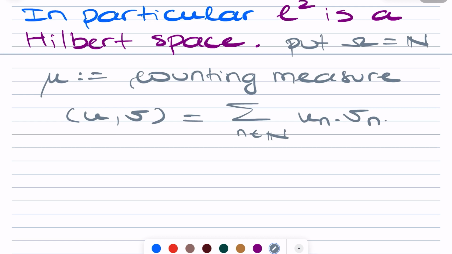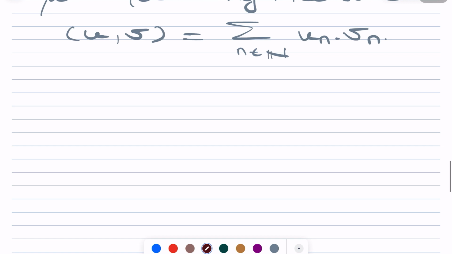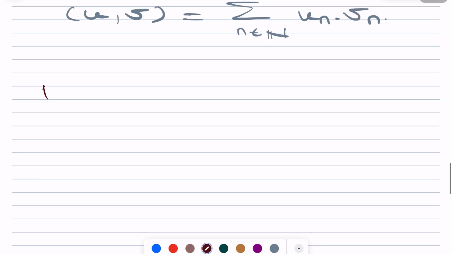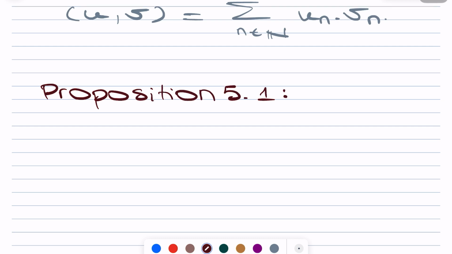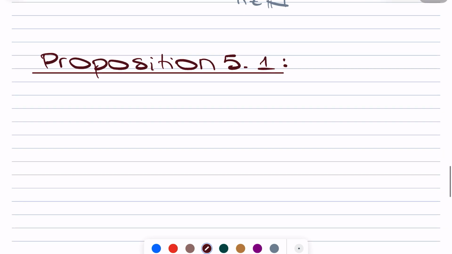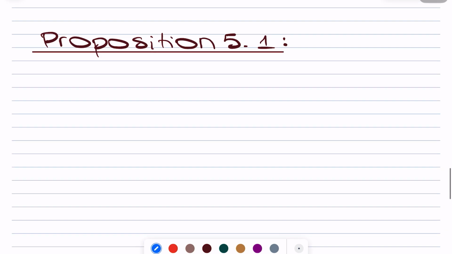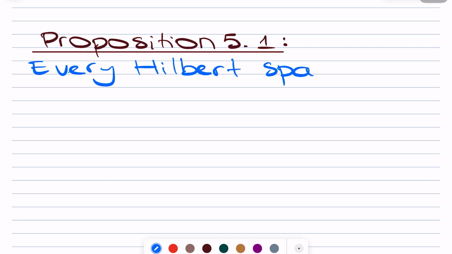Now I think we know what a Hilbert space is, so we can have our first proposition, proposition 5.1. Every Hilbert space H is uniformly convex.